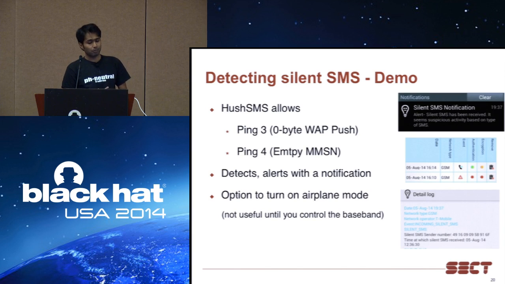The second is ping 4, MT MMSN, which I will send now and show you how it detects. It detects after 1 minute. As soon as you receive it, you get a notification pop-up, like you see on the right side, saying you have received a silent SMS. This looks suspicious because it is not coming from your operator, and you also see the sender's number. After seeing the sender's number, you can Google whether it belongs to an operator or whether somebody else has received this.